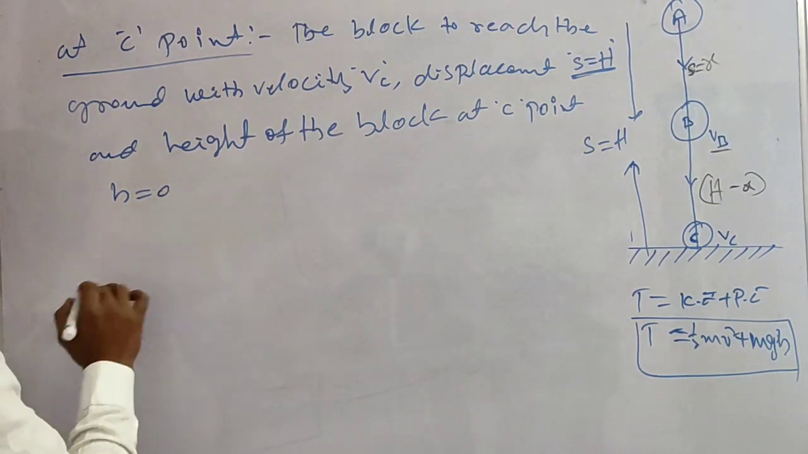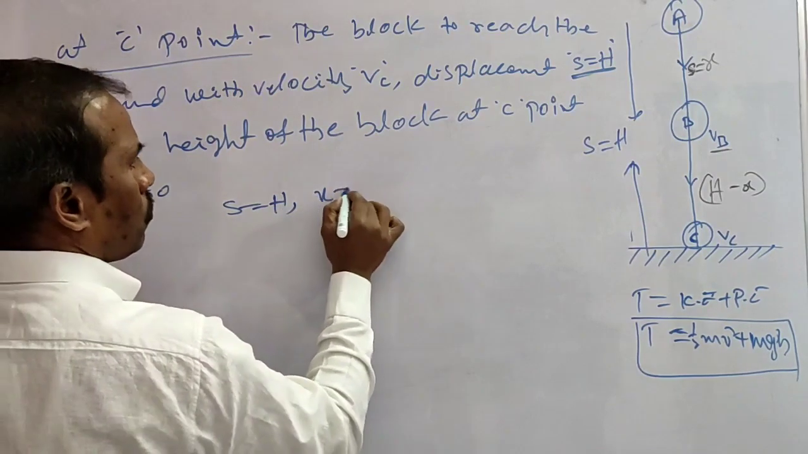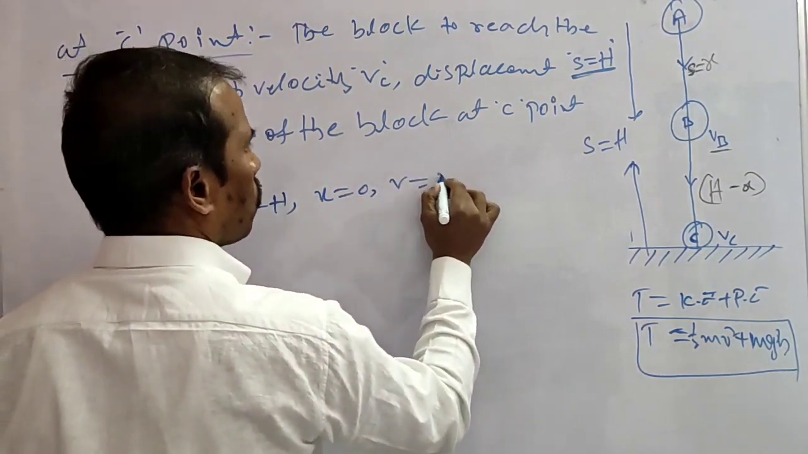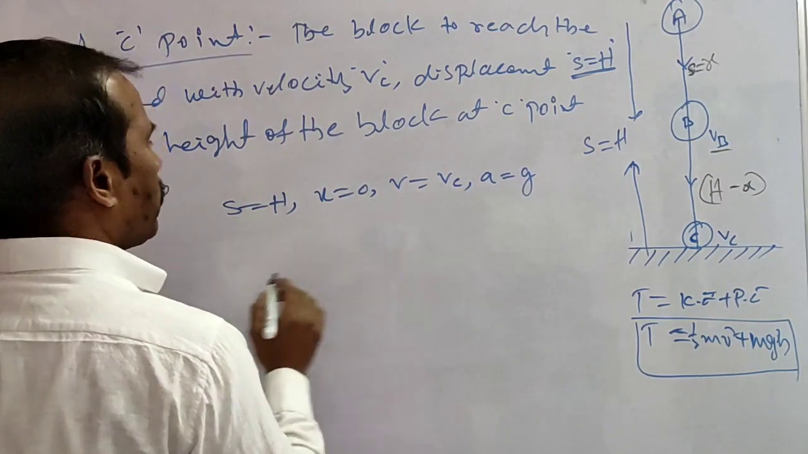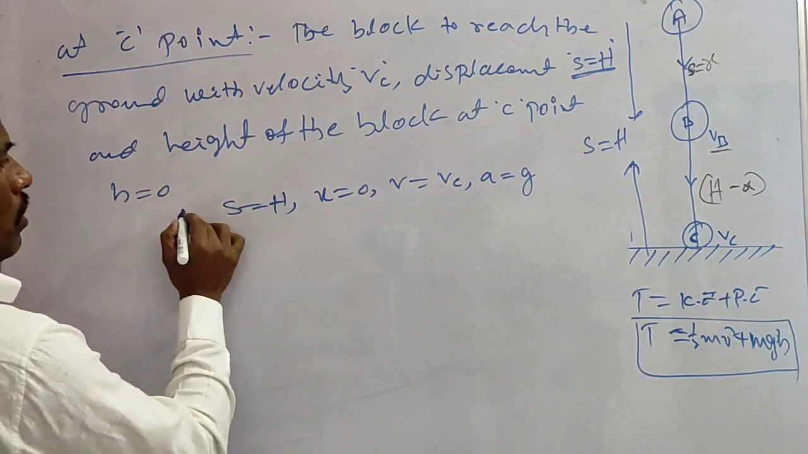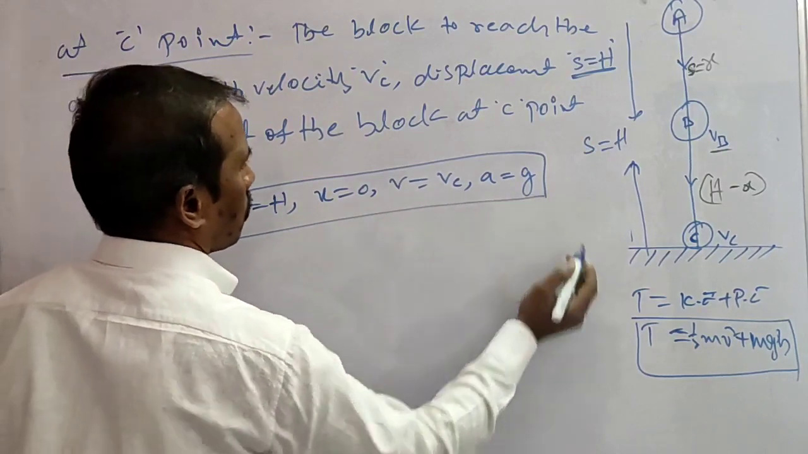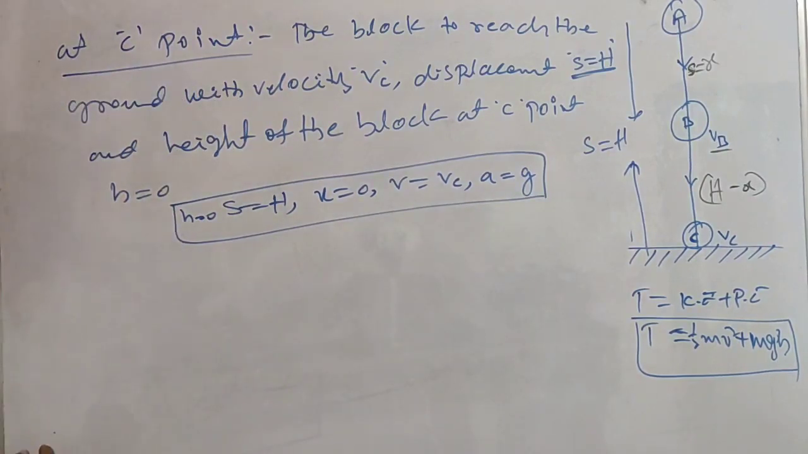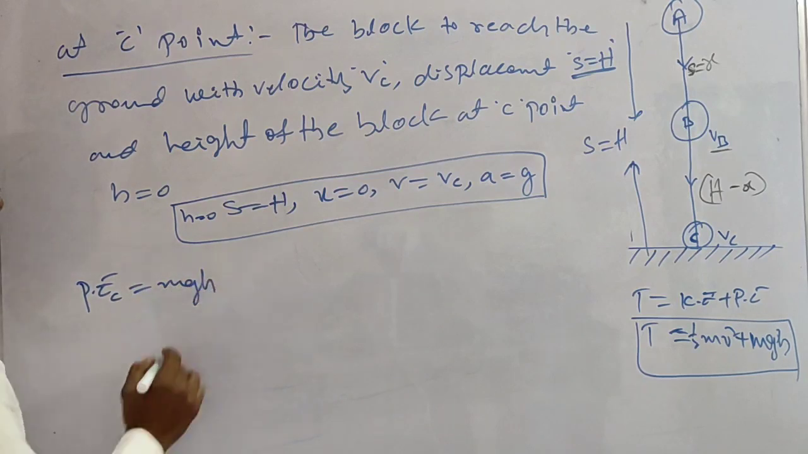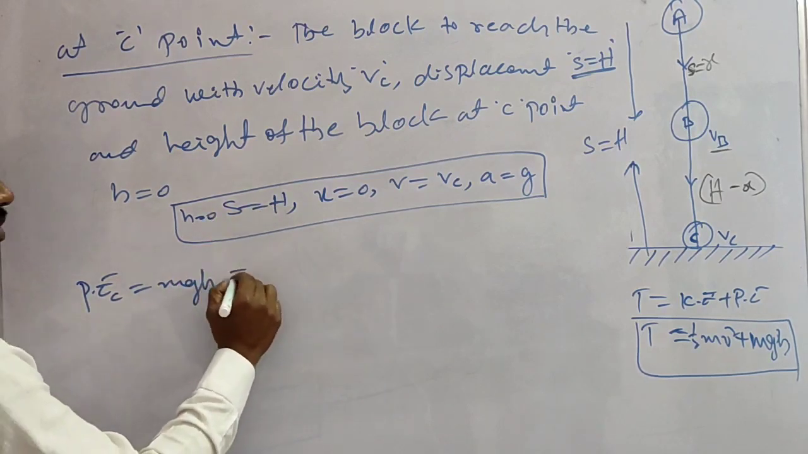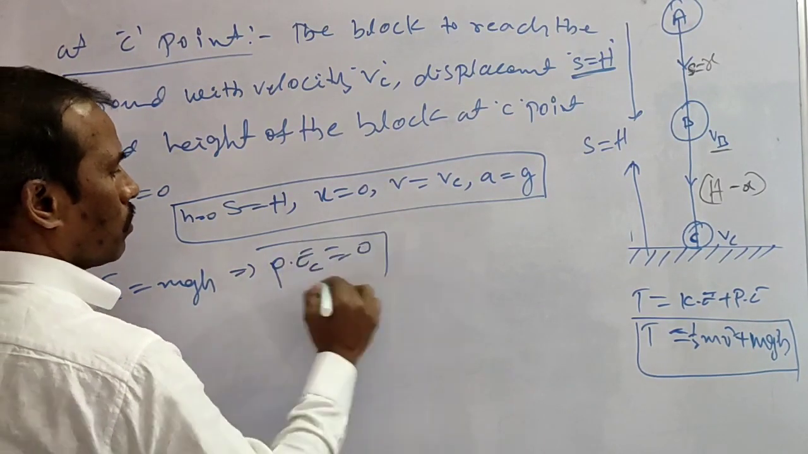Now here s is equal to h, u is equal to 0, v is equal to vc, a is equal to g, and height is 0. This is the information. Now the potential energy at C point is equal to mgh, where h is equal to 0, so the potential energy at C is 0.